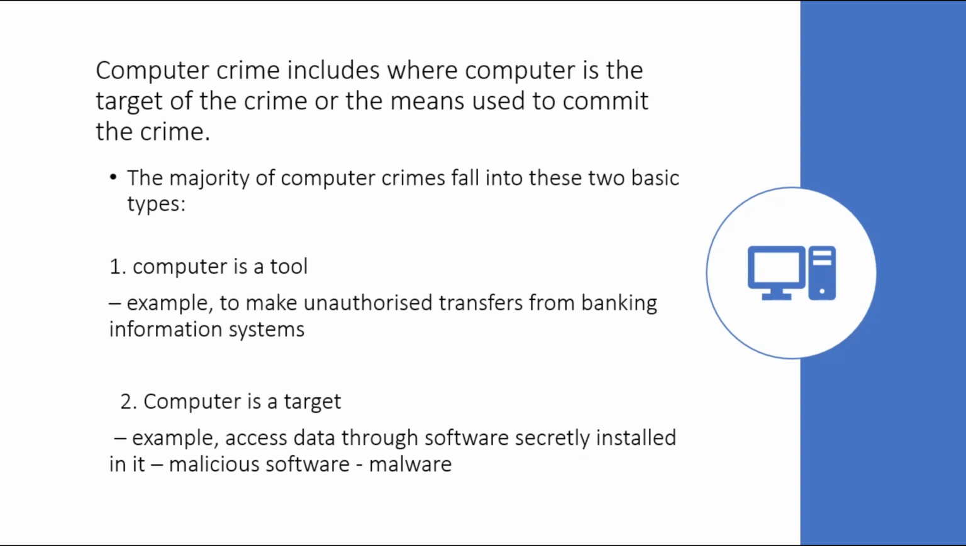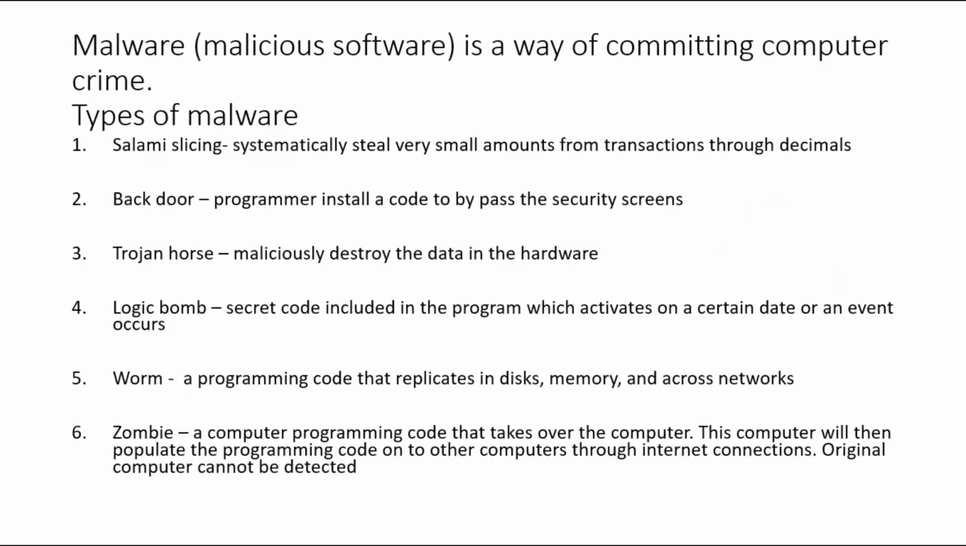Computer crime in the information age includes cases where the computer is the target of the crime or the means used to commit the crime. First, a computer can become a tool for the crime. For example, a computer can be used as a tool to make unauthorized transfers from banking information systems. Second, a computer can be a target. For example, accessing data through software secretly installed in it, like malicious software and malware.